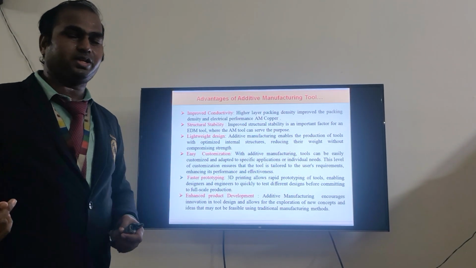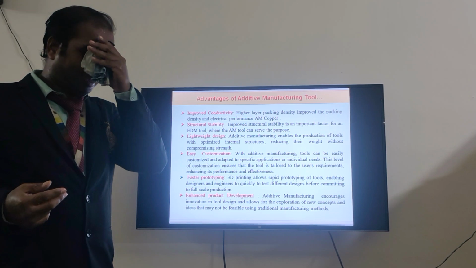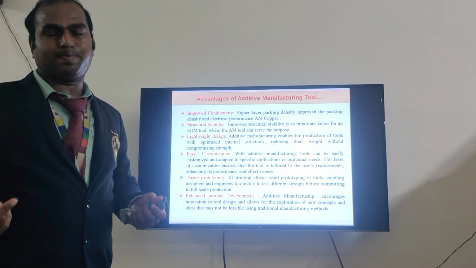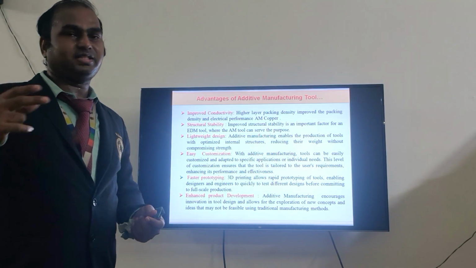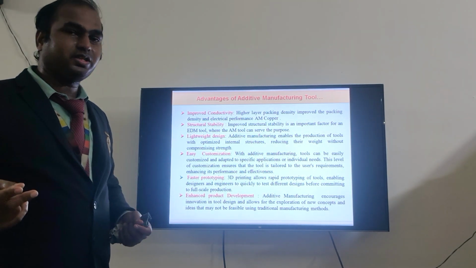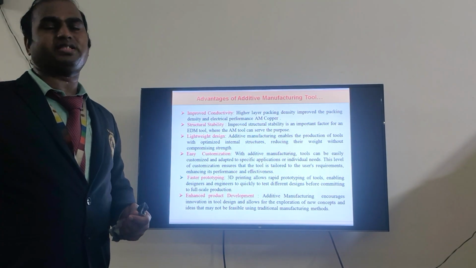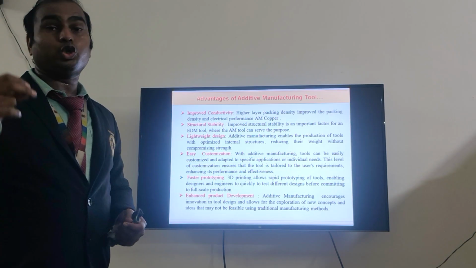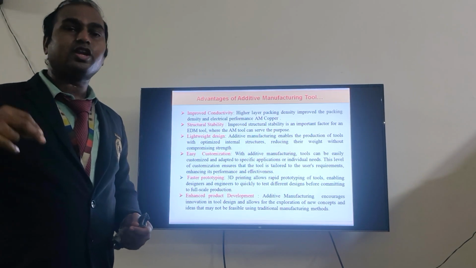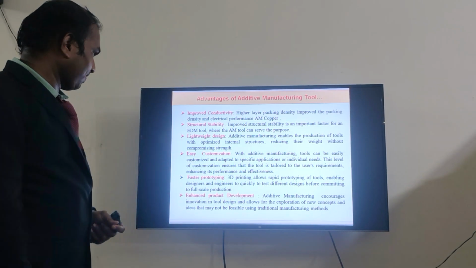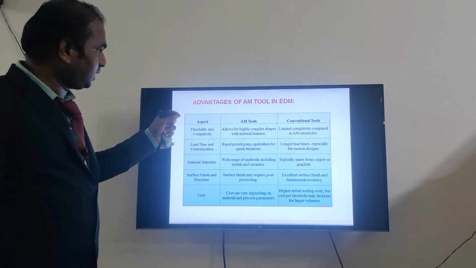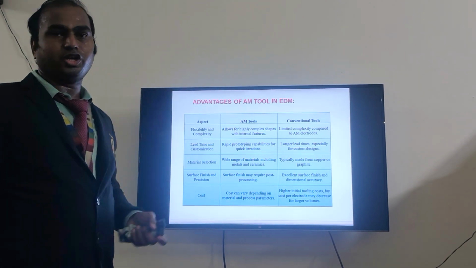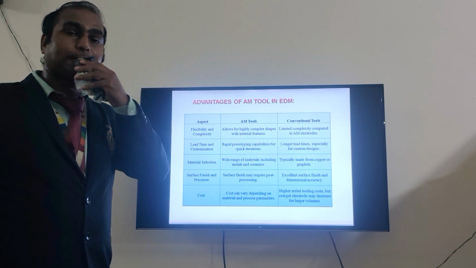First is easy customization. What is easy customization? In additive manufacturing, we can easily print any type of layered tool in any direction, x-axis, y-axis and z-axis, based on the specification, and the customization can easily be done on the workpiece in order to reduce machining time with very good accuracy and surface finish. Now I will be talking about the major advantages of the additive manufacturing tool over machining processes like EDM.